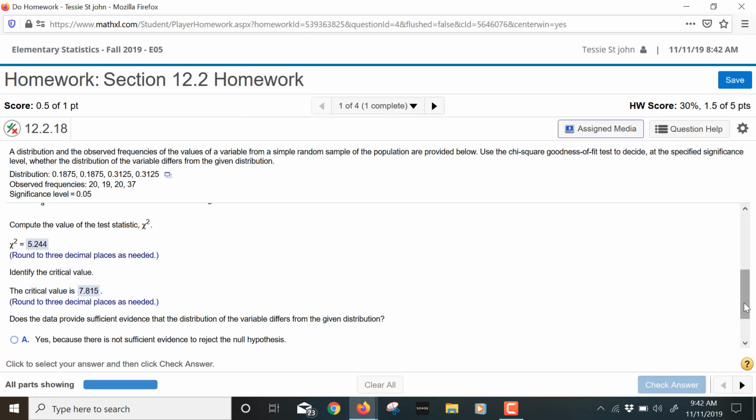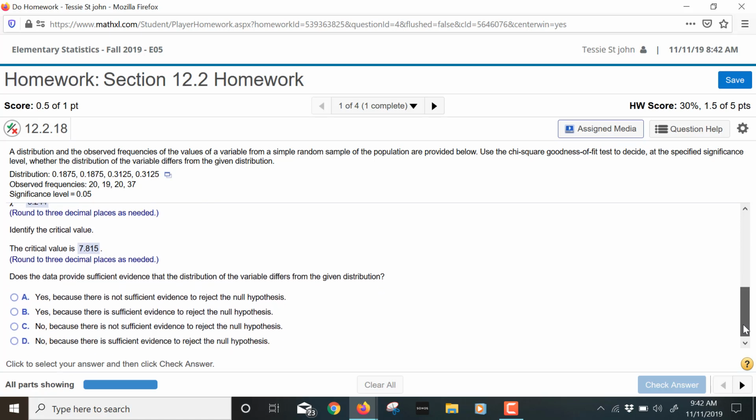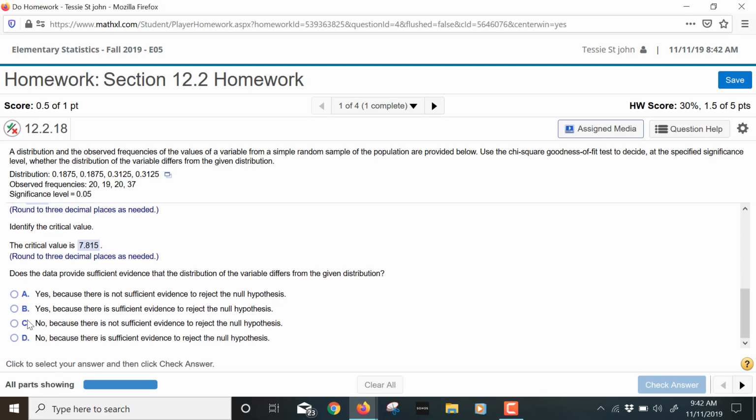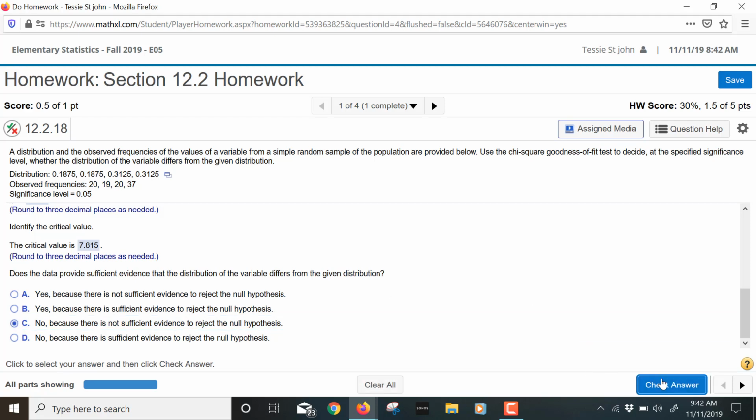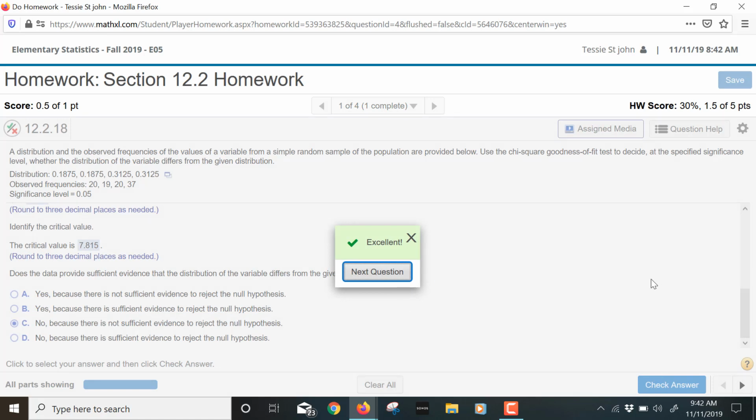So does the data provide sufficient evidence that it's different? No, it doesn't. There is not sufficient evidence to reject the null hypothesis. Excellent. That's how you work this problem.